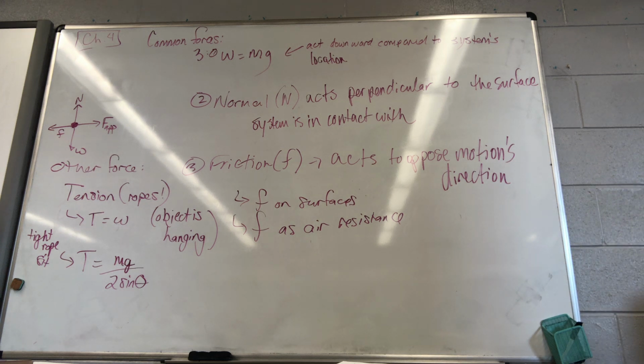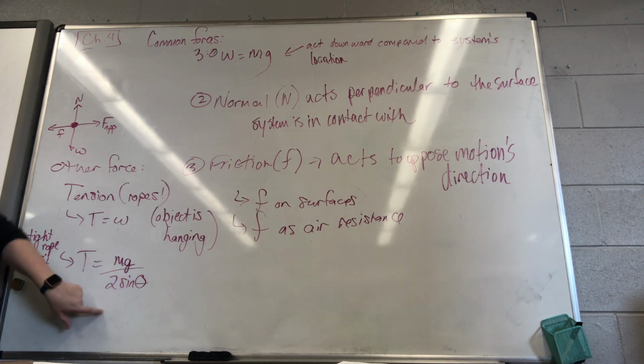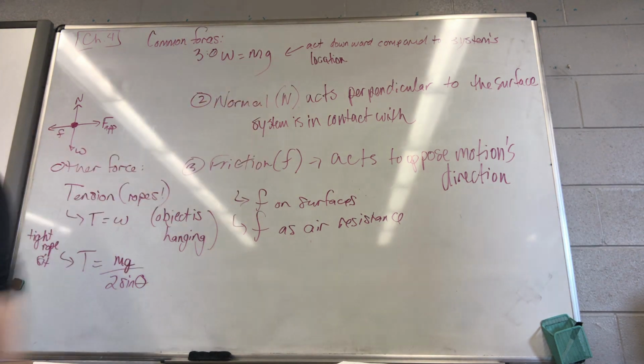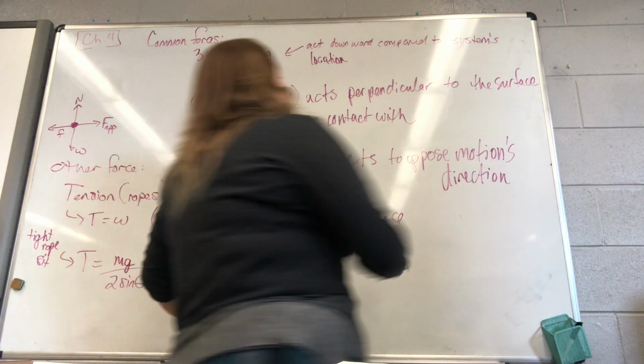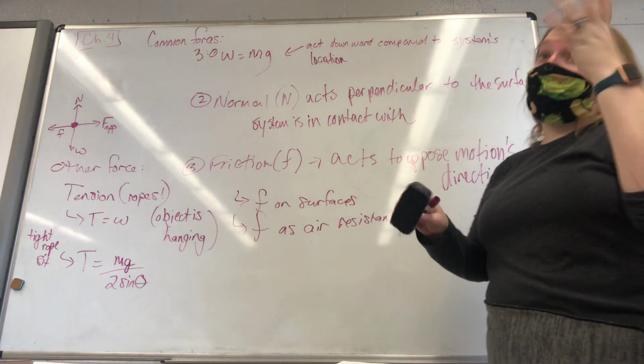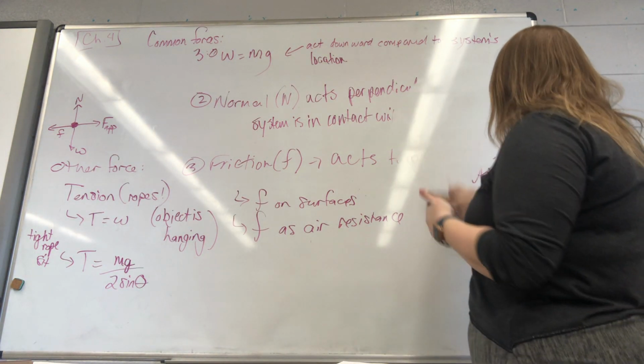These two formulas, the weight formula and the tension formula, are given on your final exam. The T equals mg over 2 sine theta. Okay, so this guy will be given. This guy will be given. Make sure you know when to apply and when not to, specifically this situation versus this situation in chapter 4. Okay. All right. From there, we talk about applying Newton's laws of motion.